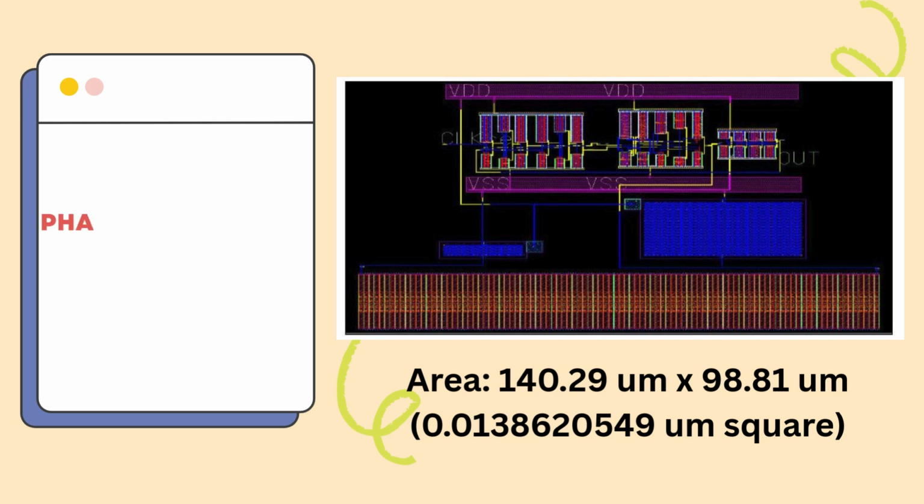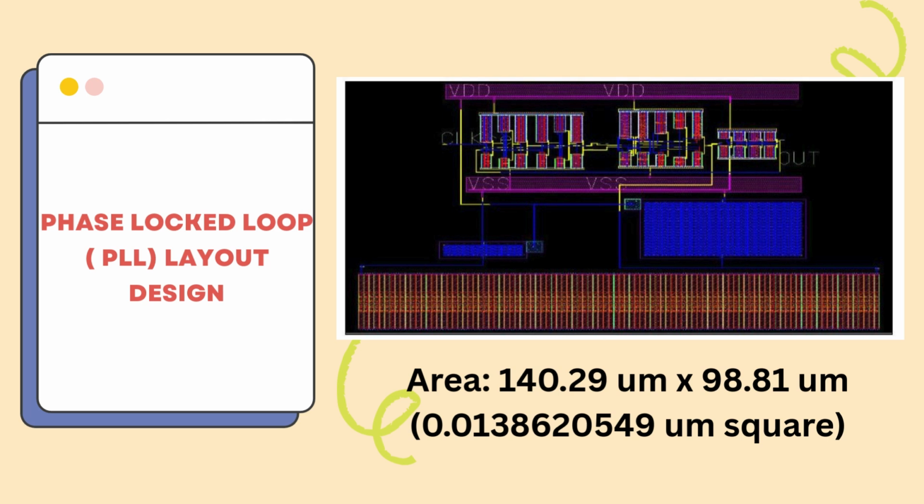Let's now visualize the complete picture. This figure showcases the top-level physical layout of our entire phase-locked loop. Here, you can see how all the pieces come together. The PFD, charge pump, loop filter, and VCO blocks are combined and complete with the essential top-level routing for power and signal connections. The total area of this integrated design is 0.0138620.549 square micrometers, with approximate dimensions of 140.29 micrometers times 98.81 micrometers.